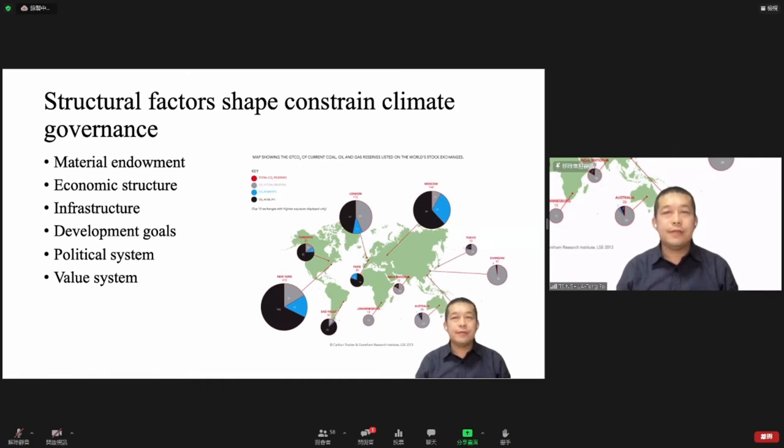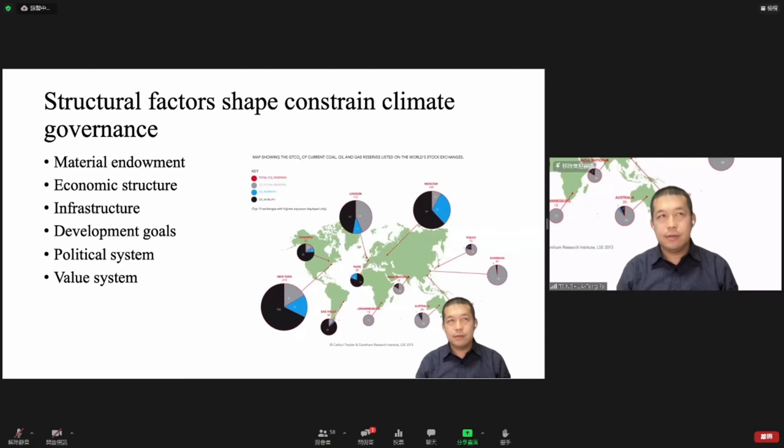Because, you can see from the figure, it depends on the infrastructure of India and China right now. A huge amount of the infrastructure in China and India still relies on coal. And coal is much cheaper than natural gas in China and India. So basically, it's difficult for China and India to phase out coal, but much easier for the United States and the European Union to phase out coal.